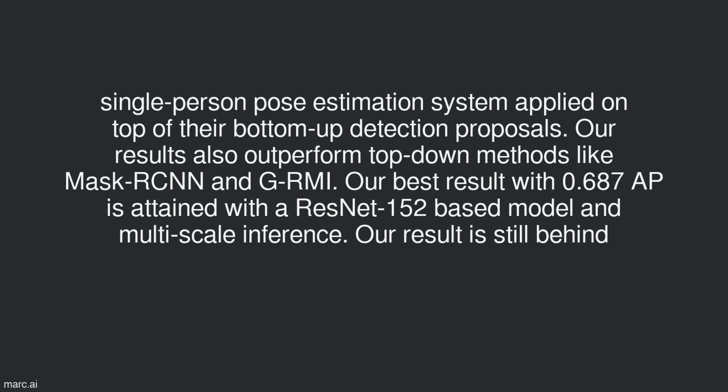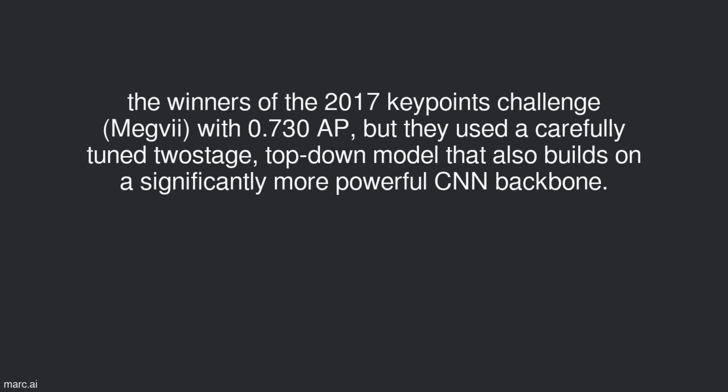Our best result with 0.687 AP is attained with a ResNet 152 base model and multi-scale inference. Our result is still behind the winners of the 2017 Keypoints Challenge with 0.730 AP, but they used a carefully tuned two-stage, top-down model that also builds on a significantly more powerful CNN backbone.